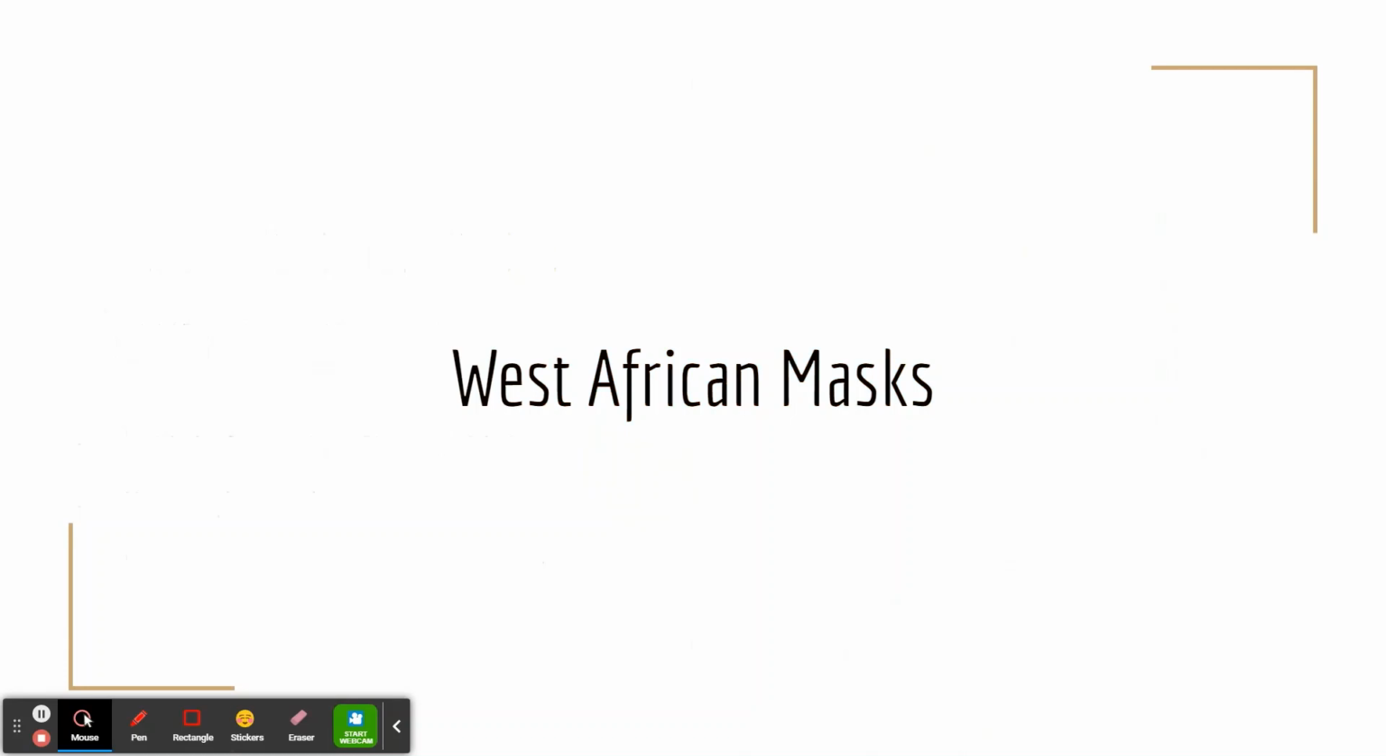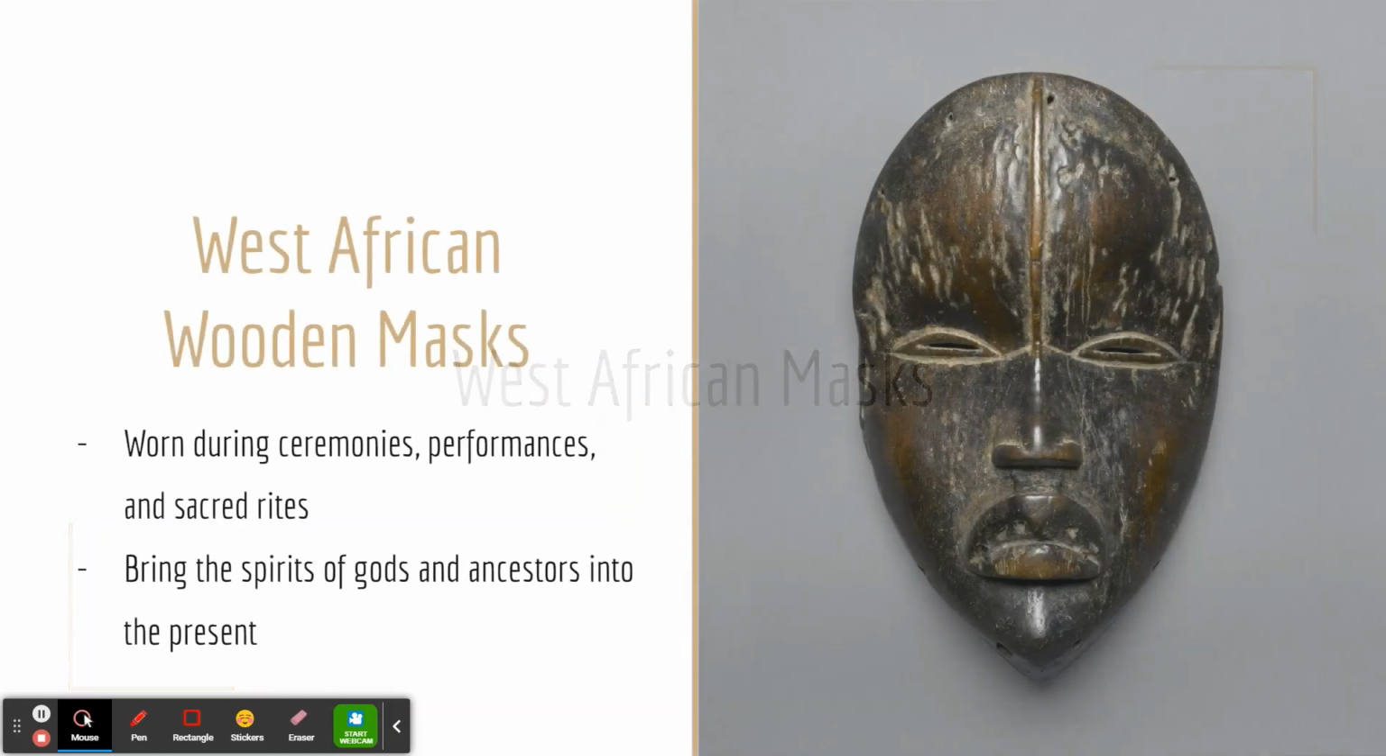West African masks. West African wooden masks were worn in ceremonies, performances, and sacred rites. They are believed to bring the spirits of gods and ancestors to the present. And on the right is an example of what they might wear in the ceremony.